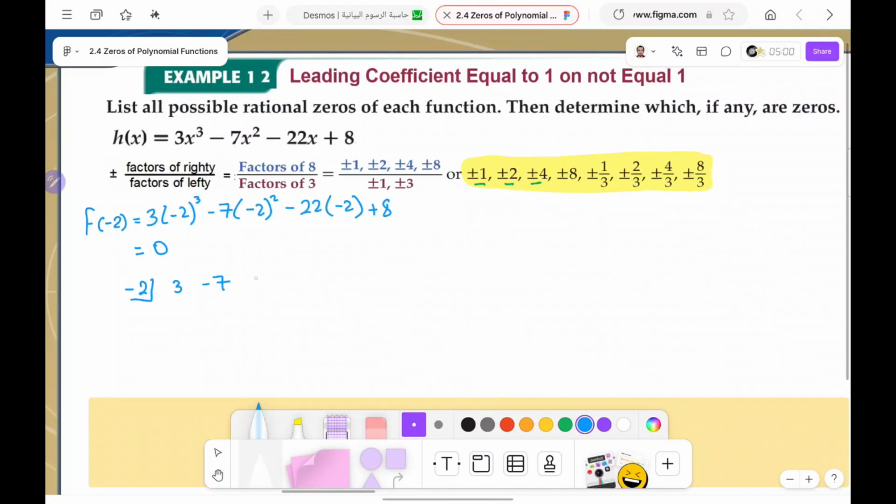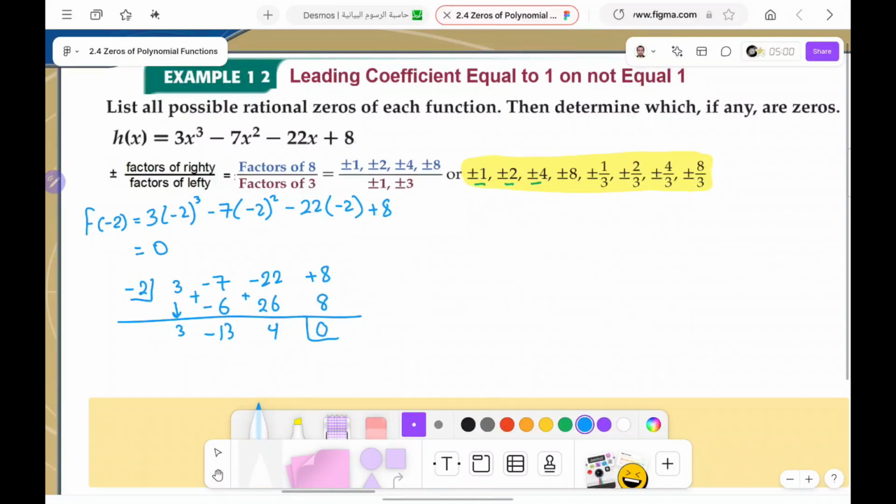3, negative 7, negative 22, and plus 8. So now let's do the synthetic division for this. Always the first term goes down. 3 times negative 2 is equal to negative 6. We add them, okay, it is equal to negative 13. Okay, then negative 13 times negative 2 is equal to 26. Okay, then negative 22 plus 26 is equal to 4. 4 times negative 2 is equal to negative 8, so the answer is 0.